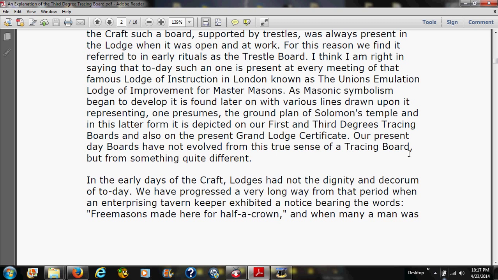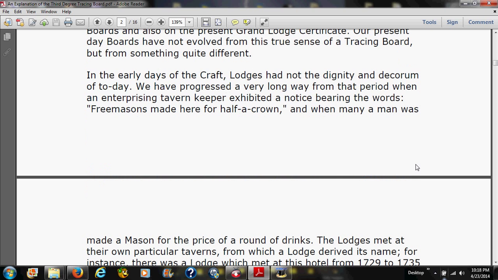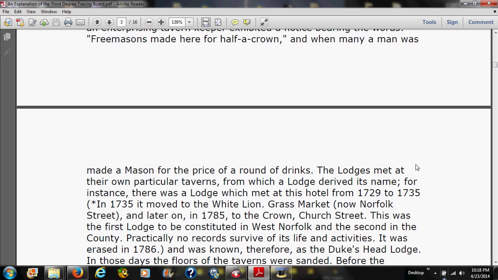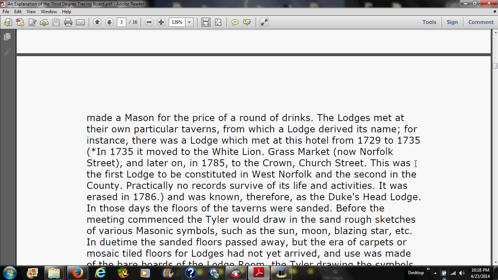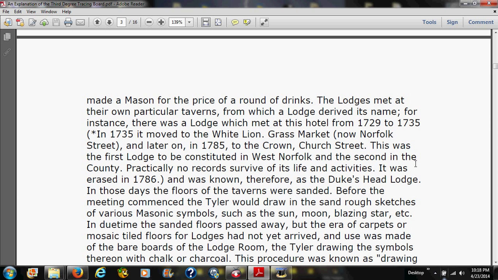In the early days of the craft, lodges had not the dignity and decorum of today. We have progressed a very long way from that period when an enterprising tavern keeper exhibited a notice bearing the words, "Freemasons made here for half a crown," and when many a man was made a mason for the price of a round of drinks. The lodges met at their own particular taverns, from which a lodge derived its name. For instance, there was a lodge which met at this motel from 1729 to 1735. In 1735 it moved to the White Lion, Grass Market, now Norfolk Street, and later on in 1785 to the Crown on Church Street.